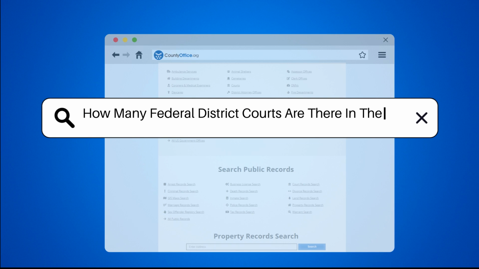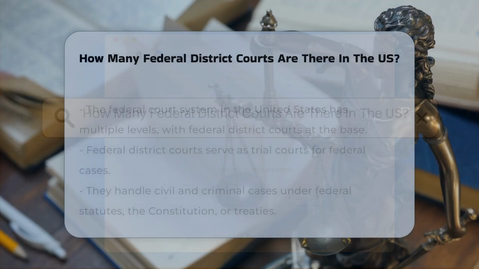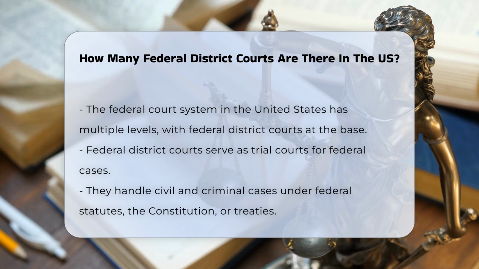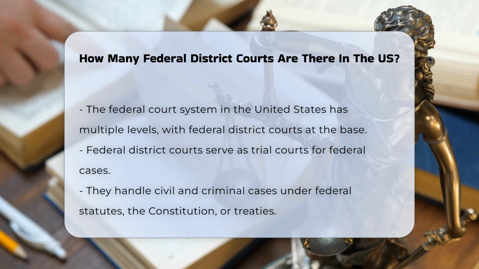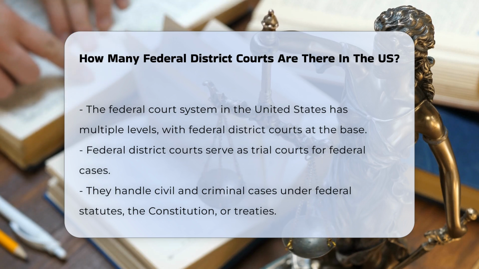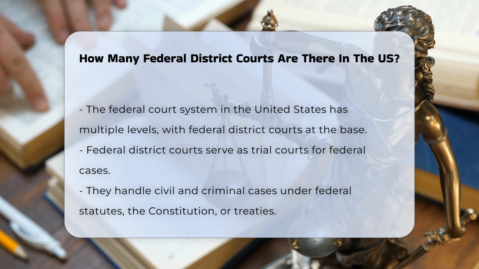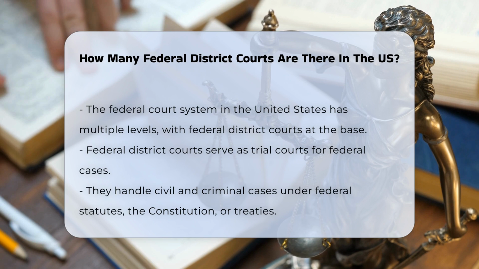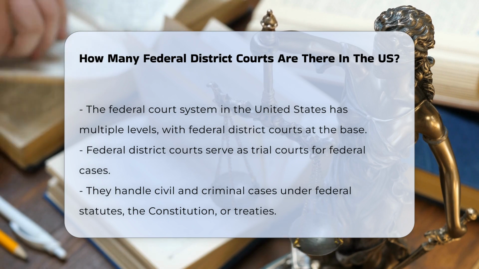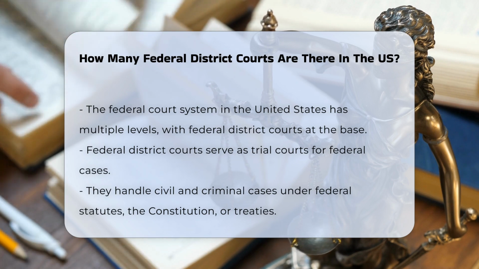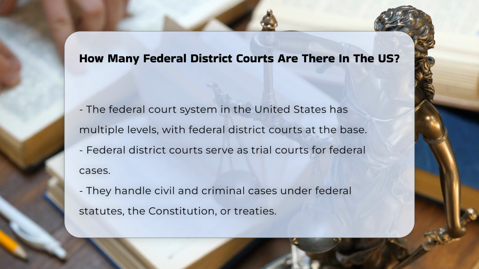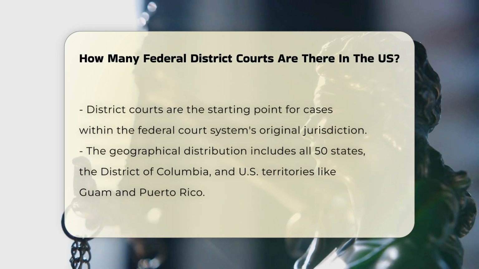How many federal district courts are there in the U.S.? The federal court system in the United States is structured into several levels, each with distinct roles and jurisdictions. At the base of this system are the federal district courts, which serve as the trial courts for federal cases. These district courts handle both civil and criminal cases that arise under federal statutes, the Constitution, or treaties. They are the starting point for any case that falls within the federal court system's original jurisdiction.